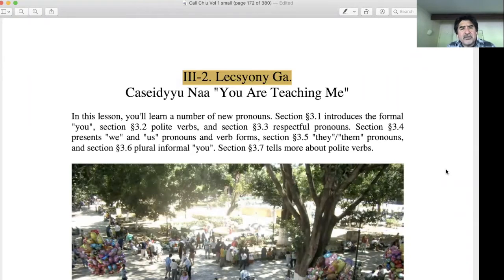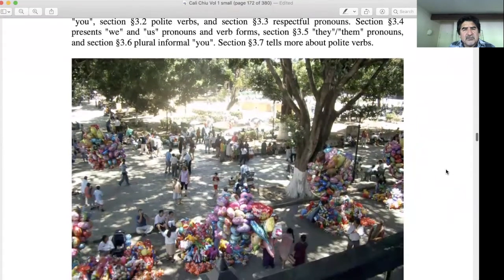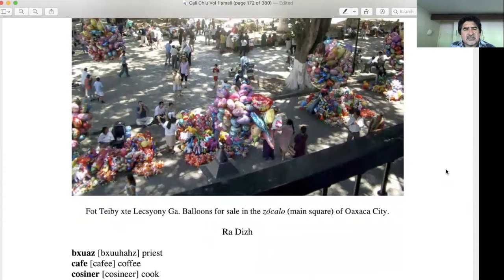So we are gonna start lesson 9. So today, or at least this section, we're going to be introducing the formal you and other pronouns. As you guys remember, we've been looking at singular pronouns, and remember that we have two types of pronouns, which are free pronouns and bound pronouns. Now we're going to start learning about plural pronouns, because so far we've looked at only singular pronouns.